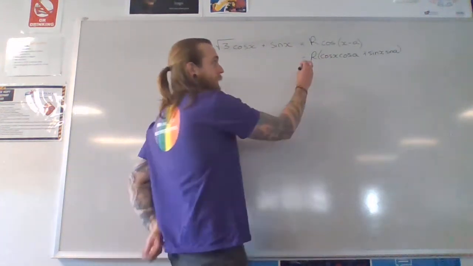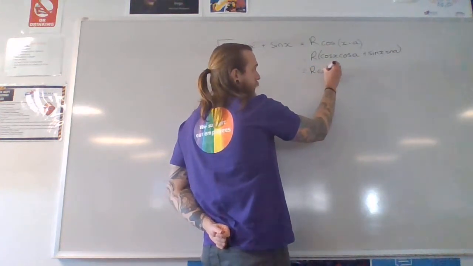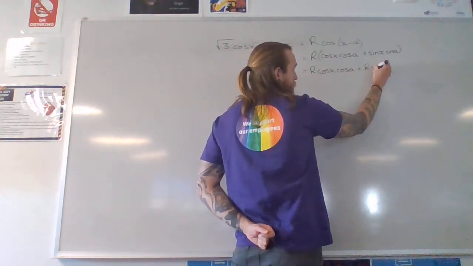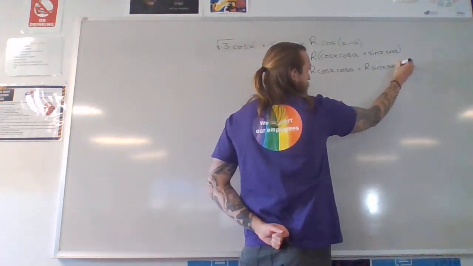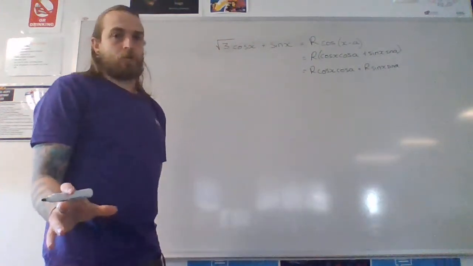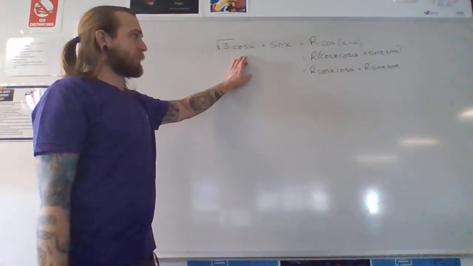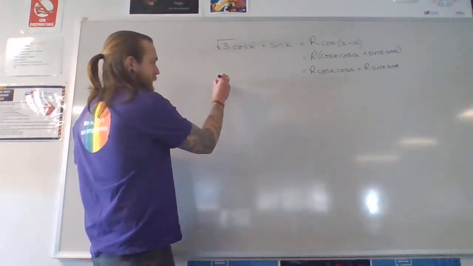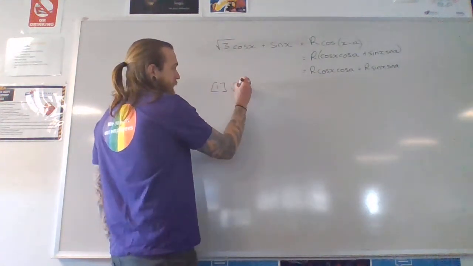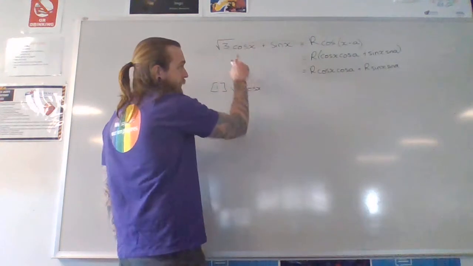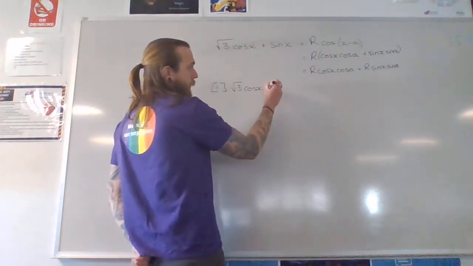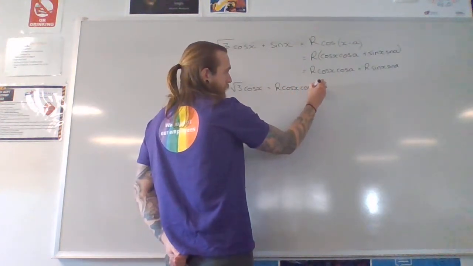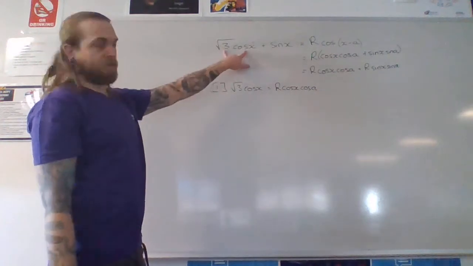Next, I'm going to expand this out so that I end up with R cos x cos alpha plus R sine x sine alpha. Now, where some students got lost in class is what happens in your worked example: what it's really doing is equating this part. So I'm now just going to call this 1 to help us out, saying root 3 cos x, because these things equal each other, must then equal R cos x cos alpha. Because that gets us our cos part of the problem.